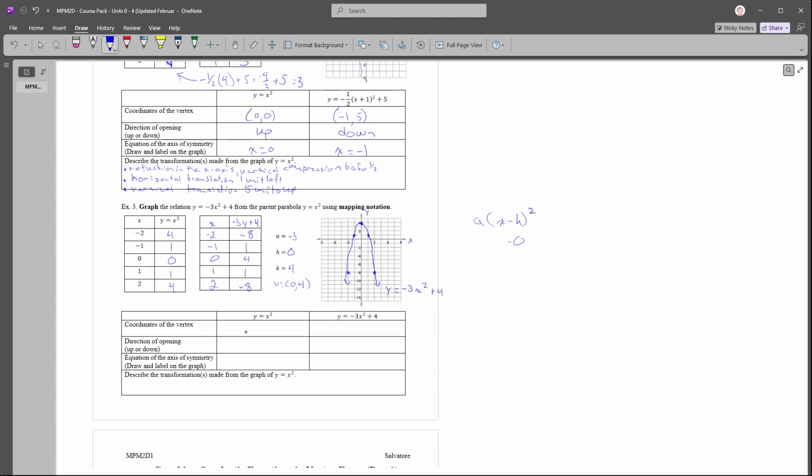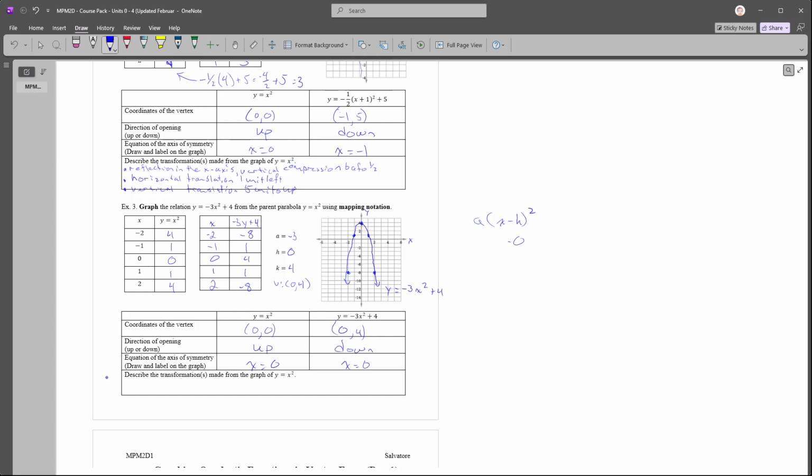Let's fill out all our information. Vertex of the parent, still 0, 0. Nothing changed. And it's still opening up, and it still has an x equal to 0 axis of symmetry. Our axis of symmetry here is actually still on the y-axis when we look at our curve. So on this one, where's our vertex? Our vertex is at 0, 4. We can see it right here. 0, 4. And is it opening up or down? Well, A is negative, so it's opening down. And we draw our axis of symmetry. It's still at x is equal to h, so it's still at x is equal to 0.